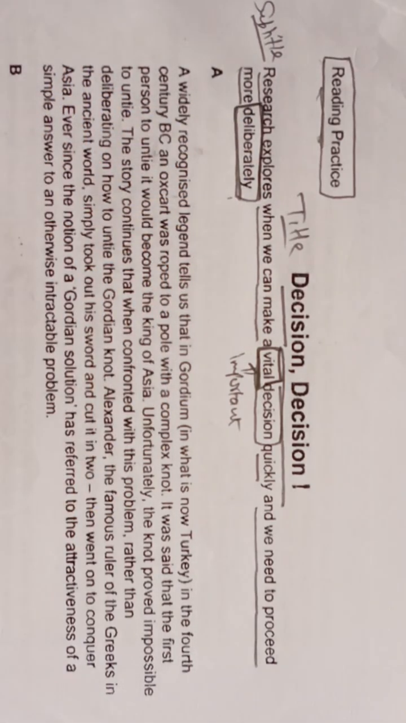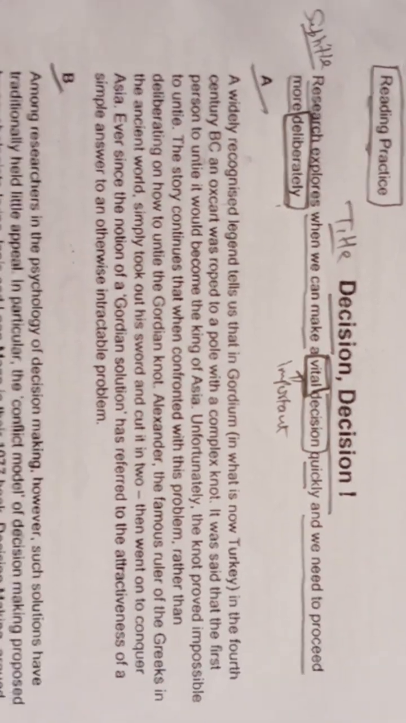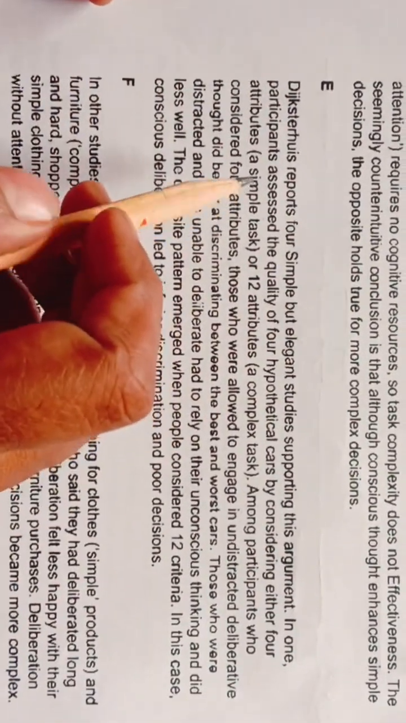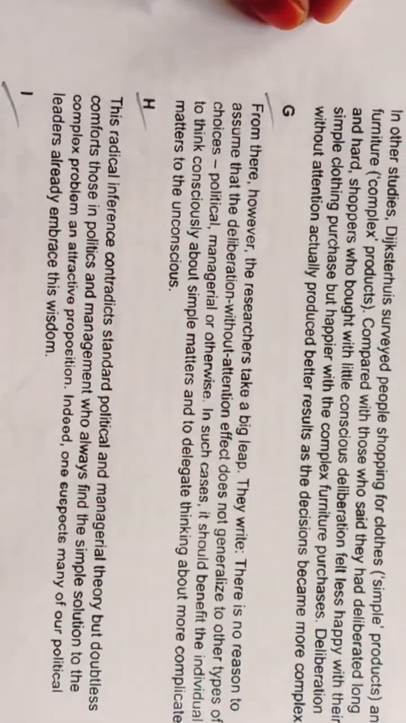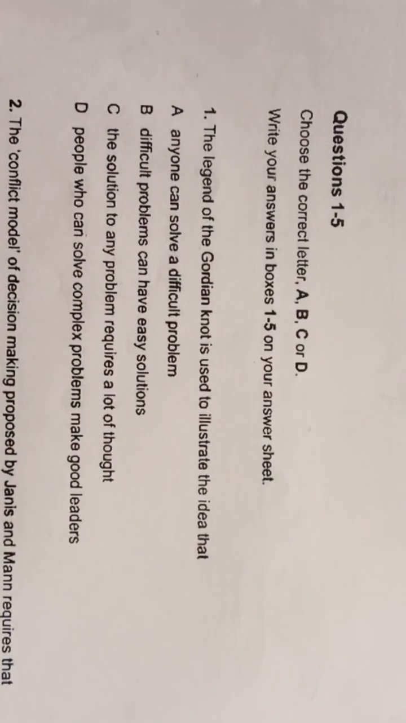Okay, so as we are seeing, A, B, C, D is already mentioned. C, D, E, F, G, H, I, J and K. Okay, so we have so many paragraphs. So now let's quickly see the types of question.